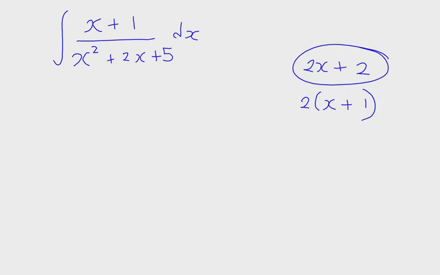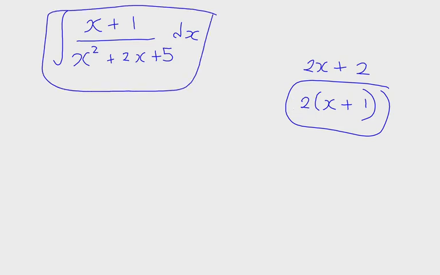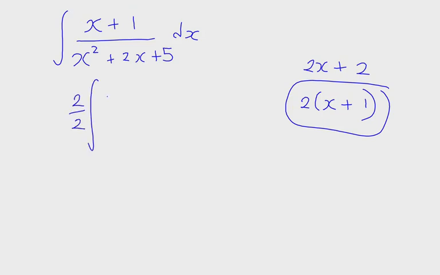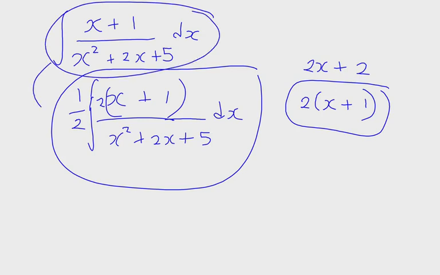Okay? So now we have 2 times (x plus 1) in bracket. So compare it with this. You see that the difference is 2. So therefore, let's adjust this question so that we can write it as 2 divided by 2, times x plus 1 over x squared plus 2x plus 5 dx. So this 2, I will bring it inside so that it can be written as 2 into bracket this. Okay, so this question is now written like this.